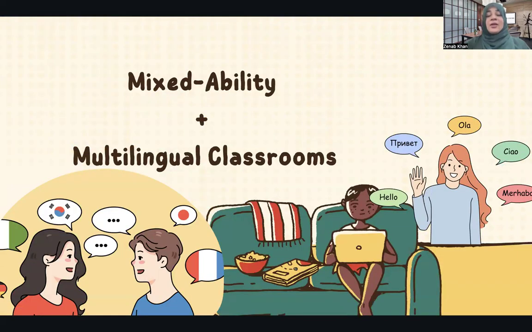Moving on to understanding mixed ability in multilingual classrooms. Most of us teach in classrooms where students have varying levels of language proficiency, ability, and learning styles. That's the beauty of PYP. Diversity is our classroom reality. So nobody can run from it. No, no educator.